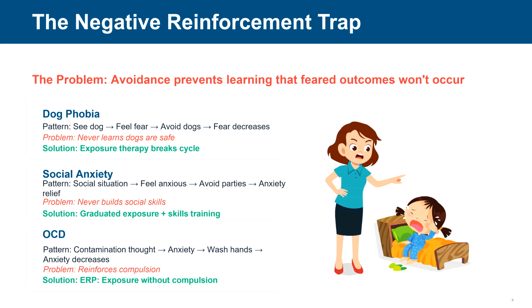But here's the trap. By always avoiding dogs, they never learn that dogs are actually safe. The avoidance prevents extinction of the fear. The same pattern occurs in social anxiety. Avoiding social situations provides immediate relief but maintains the anxiety long term. In obsessive compulsive disorder, compulsive hand washing removes anxiety but it reinforces the compulsion. This is why exposure therapy is so important. It breaks the negative reinforcement cycle by preventing avoidance.